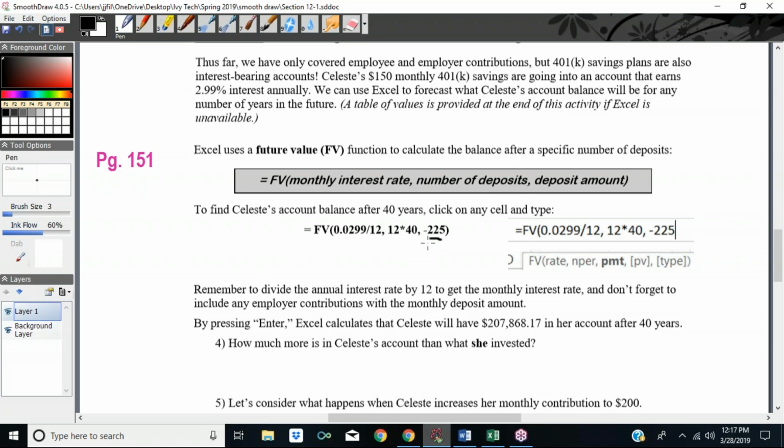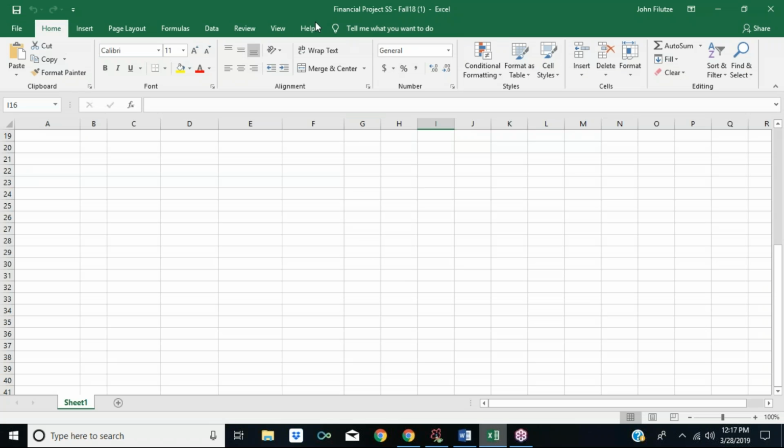This dollar amount is your investment amount. Now, it's not just yours, it's yours plus the company. By putting in this much money every month, and this looks like 2.99% annually, so divided by 12, and this is for 40 years, it will pop out a number and we'll get how much would be in the account after 40 years.